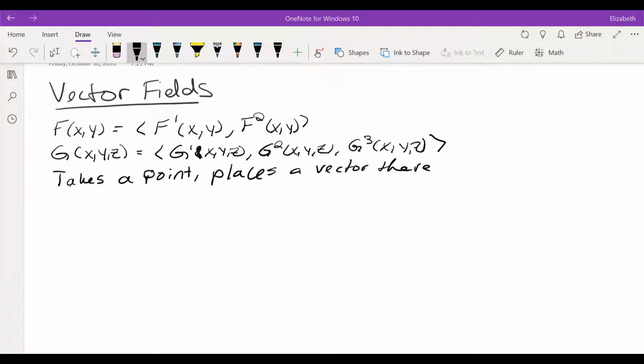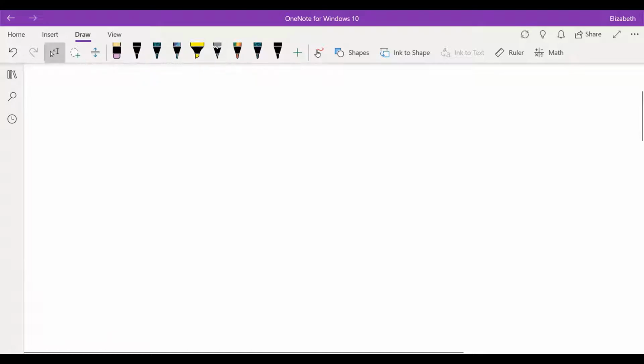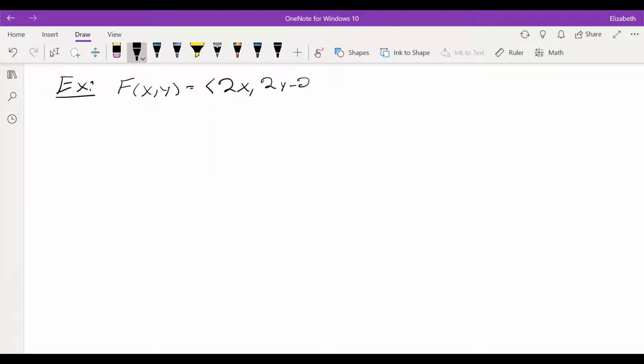Great. Okay, so let's look at some examples of what this looks like. The two examples that I'm going to draw are going to be in the 2D case because the 3D case is really quite tough to illustrate with this. But we're going to take F of xy equal to the vector 2x, 2y minus 2. So if I wanted to sketch this, I'll draw my xy plane. I'll put some tick marks on it.